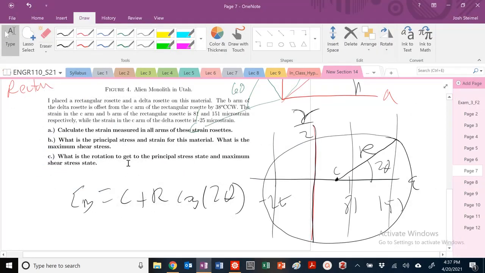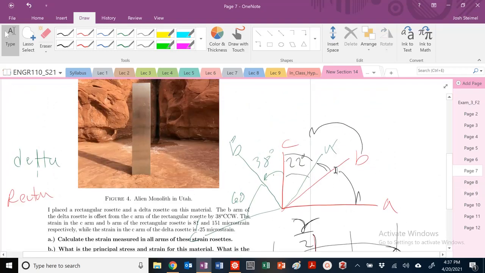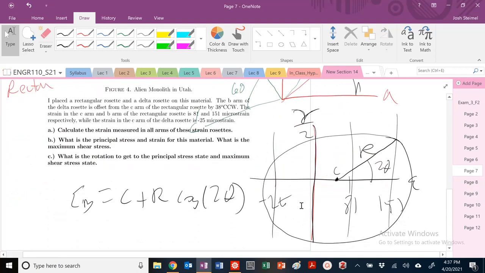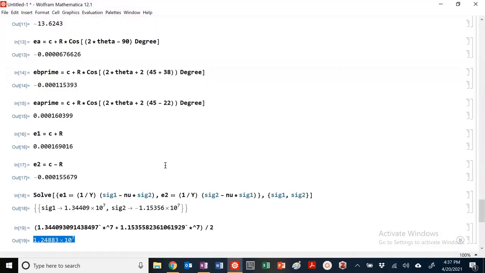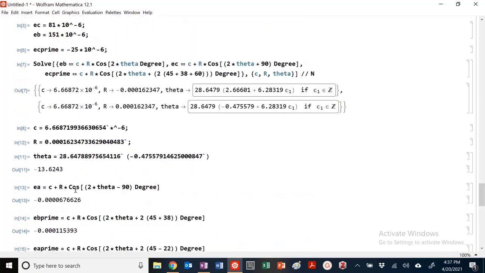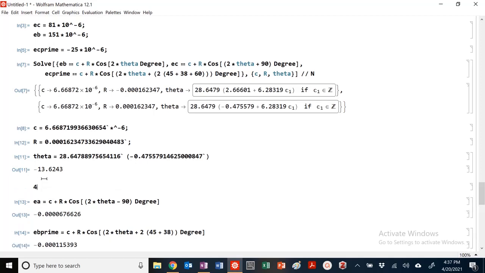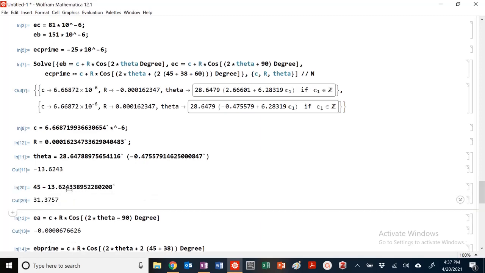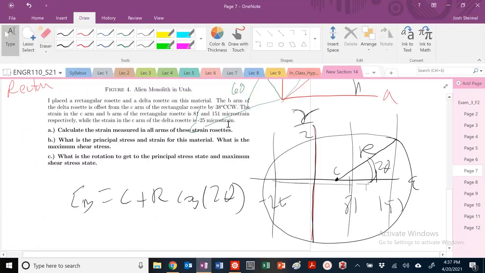And so now the question is, what's the rotation to get to the principal stress state? So we see here that we are not in our principal strain state, right? That would just be if we were lying flat. So we need to rotate this, imagining it from this angle. We found that angle previously, so we need to rotate clockwise that angle of 13 degrees. So to rotate to the maximum shear stress state, I needed to go 45 in the opposite direction. So minus this. So I need to go here. And then voila, 31 degrees to get the maximum shear.